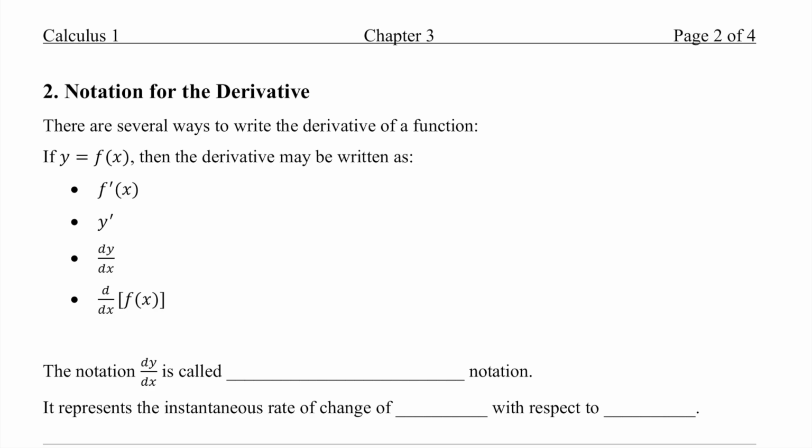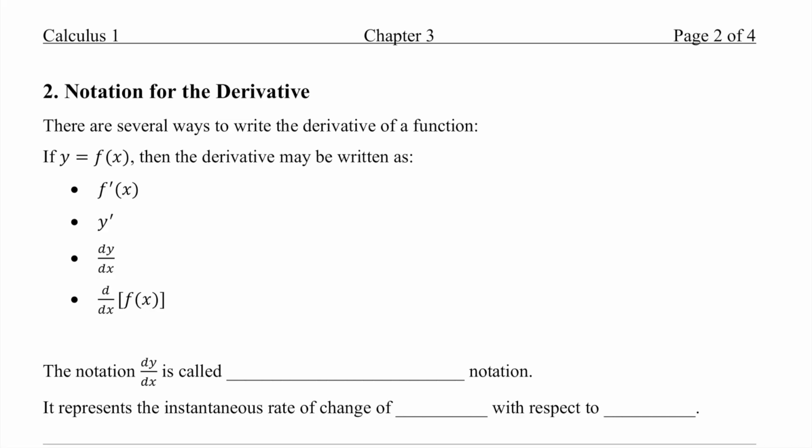Now, let's talk about notation for the derivative. There are several ways to write the derivative of a function, and all of them mean the same thing. If we write a function as y equals f of x, then the derivative can be written in several ways. The first notation is f prime of x. This is called the prime notation, and it is one of the most common ways to write the derivative.